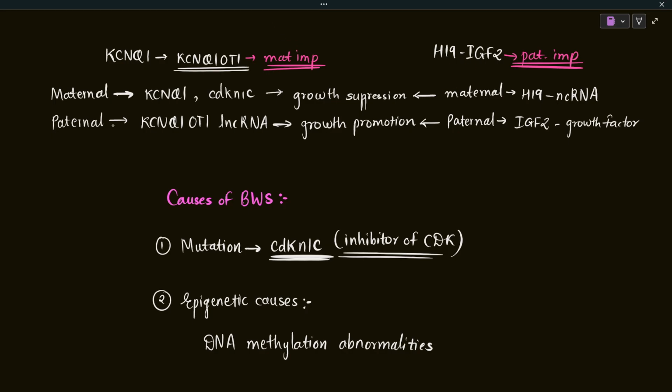So if there is elevated expression of KCNQ1OT1, or if there is suppression of CDKN1C, that could lead to Beckwith-Wiedemann syndrome, or if there is suppression or silencing of the H19 gene in both of the alleles, or if there is overexpression of IGF2, all of those cases can lead to Beckwith-Wiedemann syndrome.